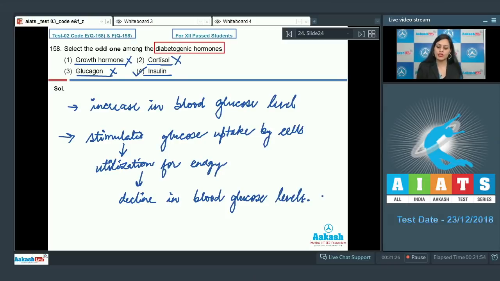So the correct answer to this question is option number 4, that is insulin, which is not a diabetogenic hormone, whereas other 3 hormones, that is growth hormone, cortisol and glucagon hormone, are diabetogenic hormones which increase the blood glucose levels. Now let's proceed to the next question.